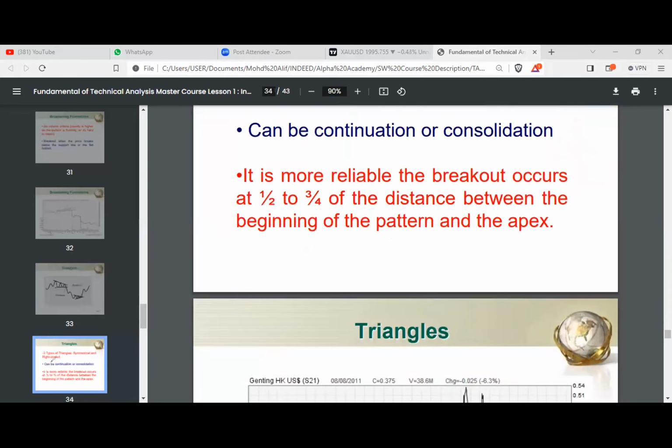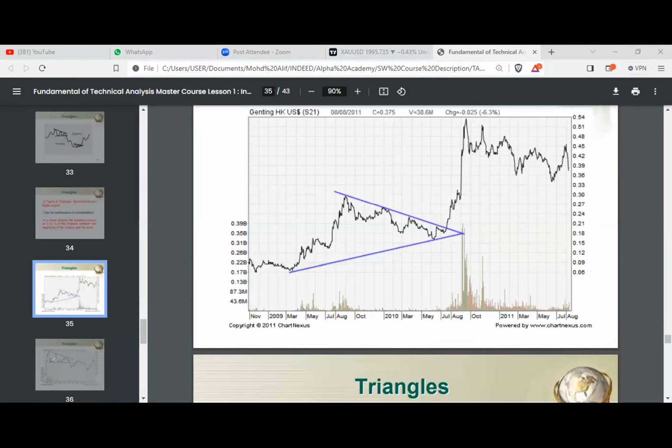The next one should be triangles. This one is triangles. Just wait for the breakout. Another one is I may draw a horizontal line over here. Since this is the resistance, I wait for the price to break out of this strong resistance, and then pull back. This is my buying zone, and then the price goes all the way up.